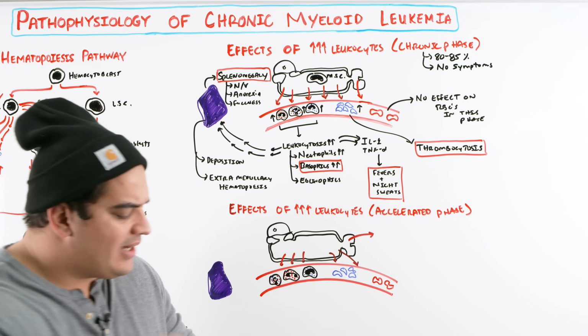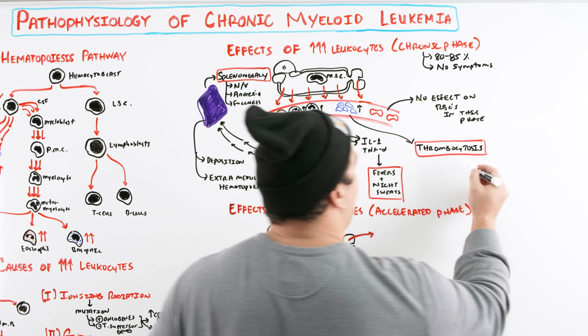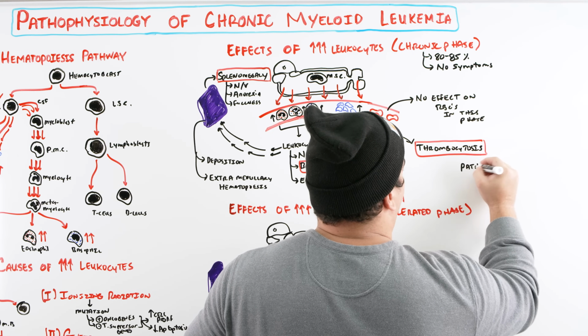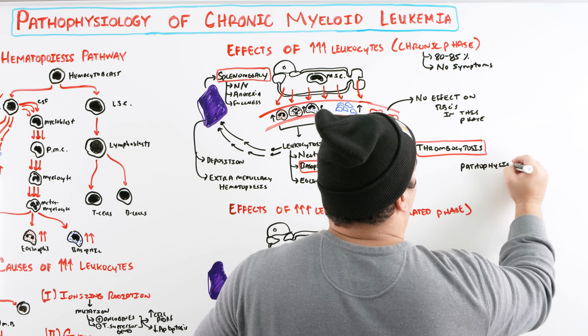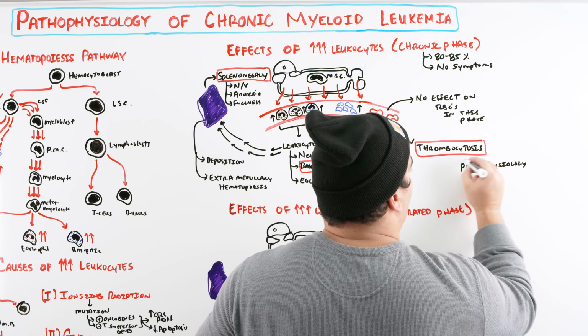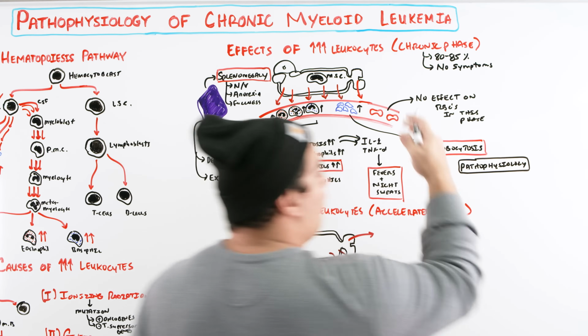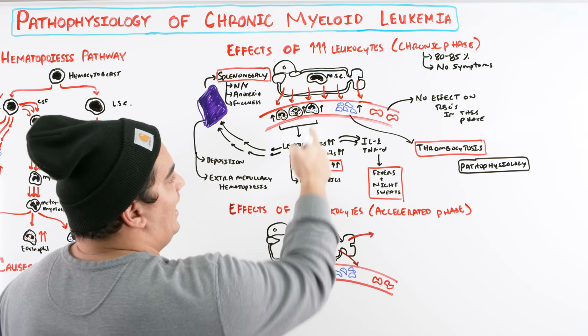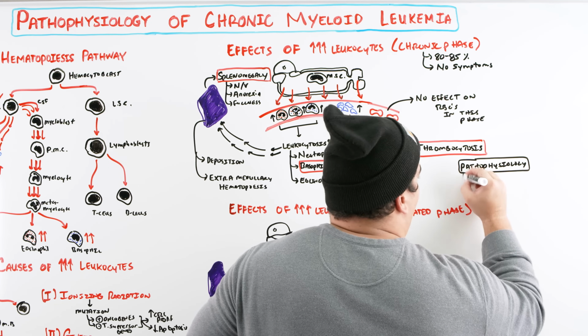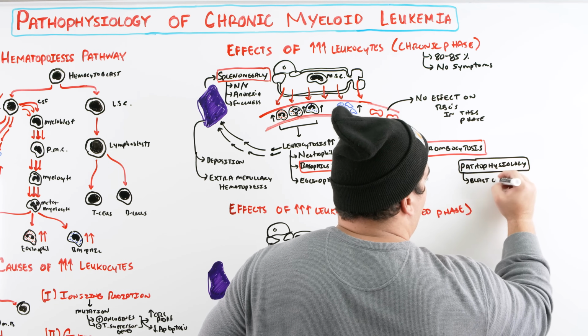And again, to go back to the pathophys, just to make a little note of this, with that pathophys, what type of blast cells? So you're producing a lot of blast cells, you're producing a lot of white blood cells. One of the big things is that in this phase, the chronic phase, the blast cells are low.